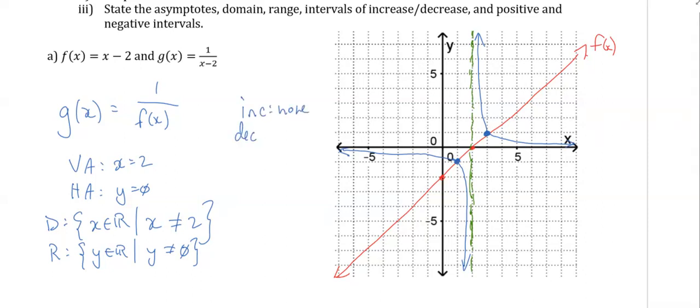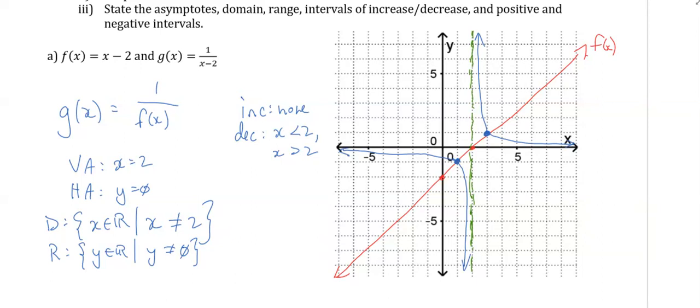And decrease, we're going to write it with intervals. So x less than 2, and then x greater than 2. That's why we had to do it, because we had to skip over 2. Everybody okay with that?